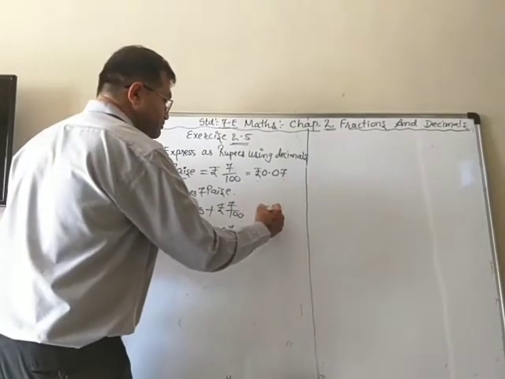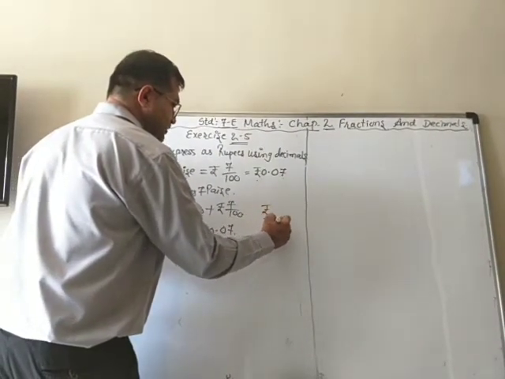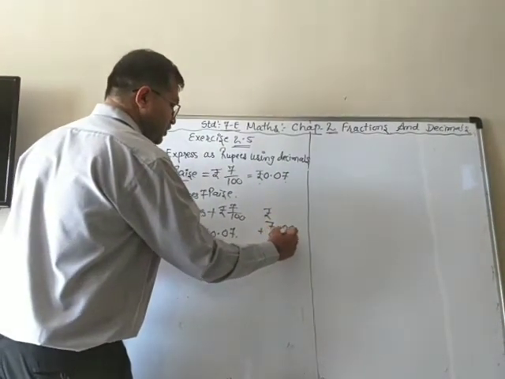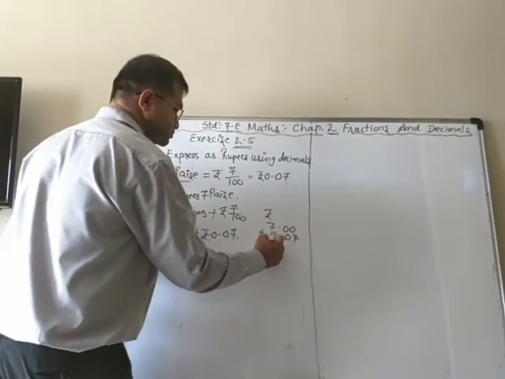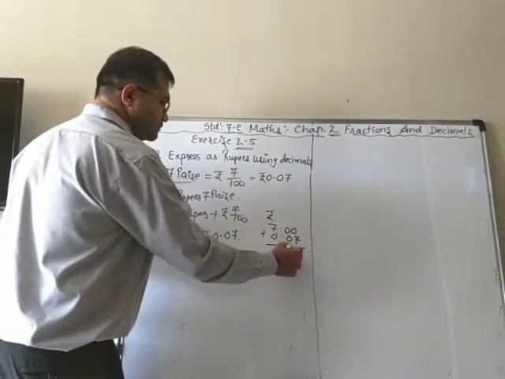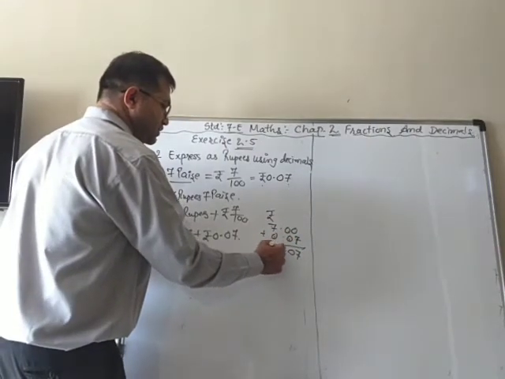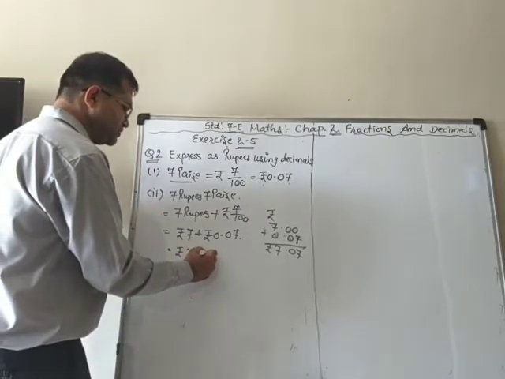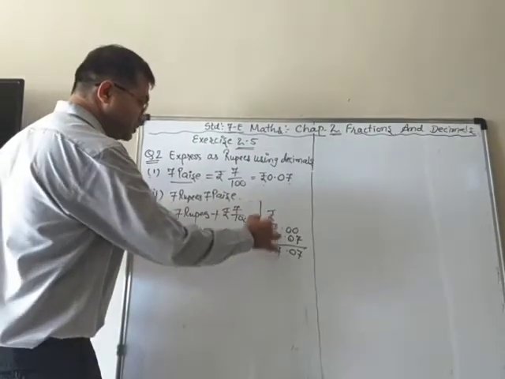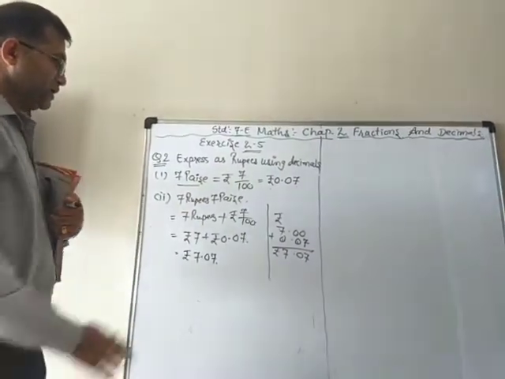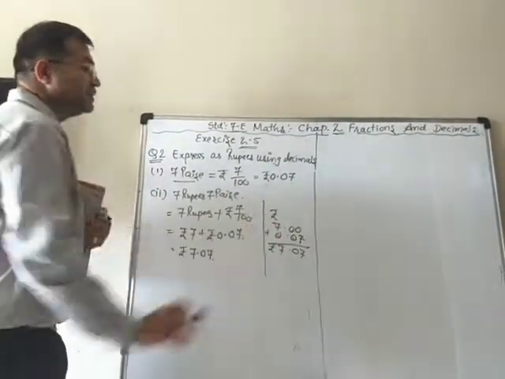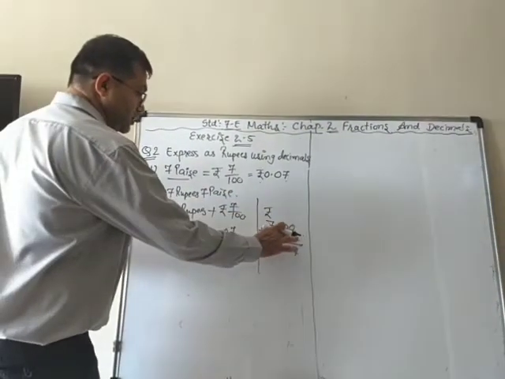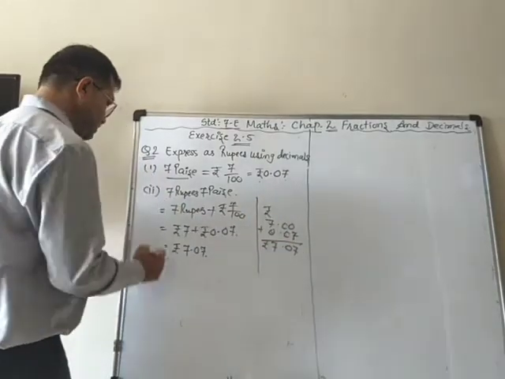Now you have to add them. Rupees 7.00 because there is nothing here, plus 0.07. So here 7, 0 and 7. So our answer is rupees 7.07. This is only to show you how to add. If you can add directly, you don't need to do that, or you can do it on the rough page also. But for your knowledge, I just do that one here.